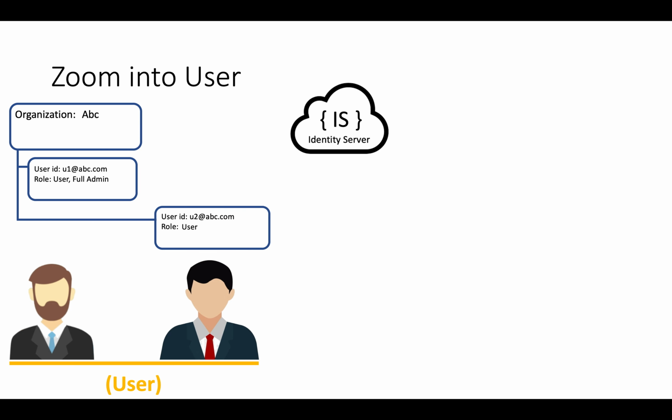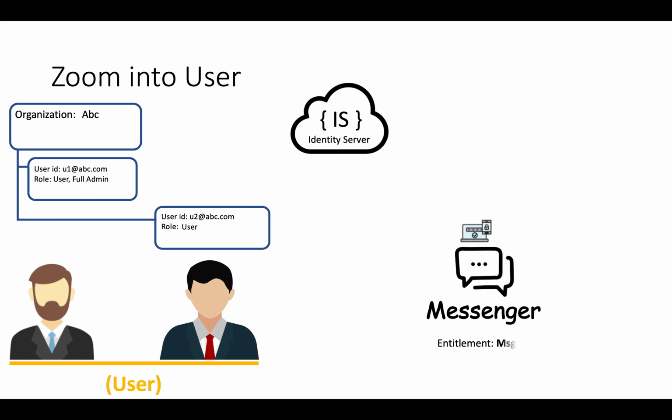Now we have two users ready. And we have one service provider, messenger, linked with identity server. Can this user be able to use this service? The answer is no. This service requires user to entitle for the service, and messenger is expecting messenger entitlement.